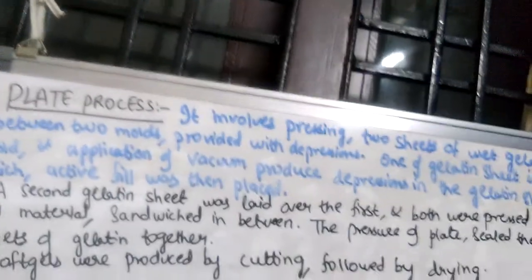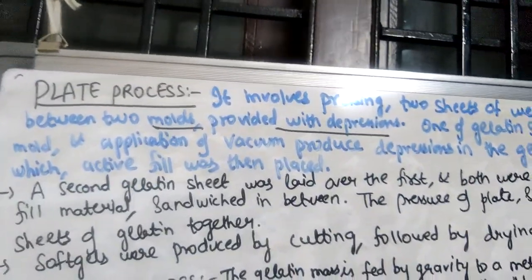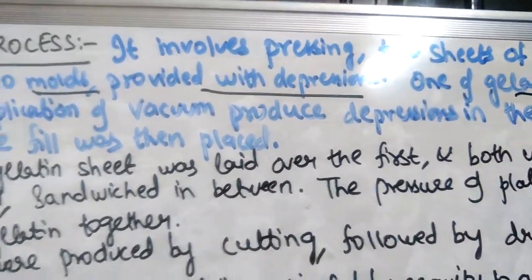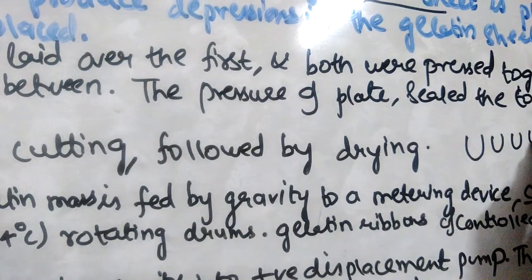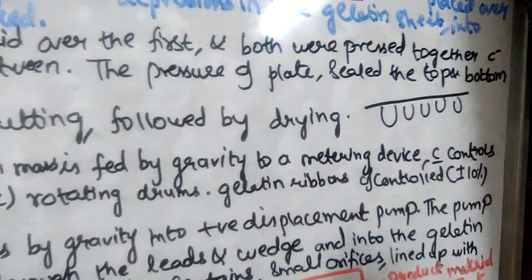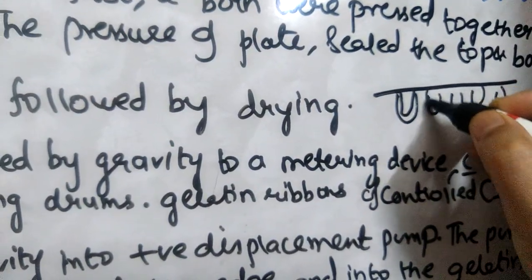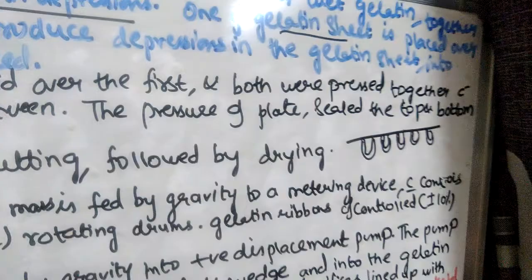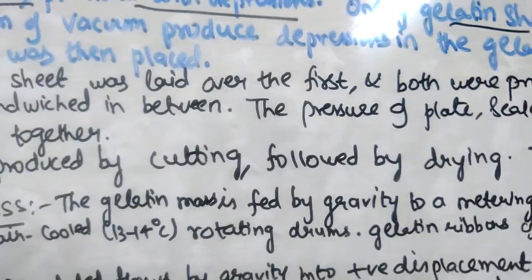The molds are provided with depressions, and you will place two sheets of wet gelatin over those molds and press them together. Suppose this is a mold. One of the gelatin sheets will be placed over the mold, and then vacuum is applied. When you apply vacuum, what will happen? The gelatin sheet will go inside the mold. Can you see? Now here it forms the capsule sheet. The gelatin on top of the mold gets depressed into the mold.